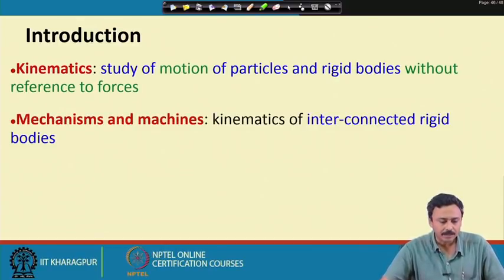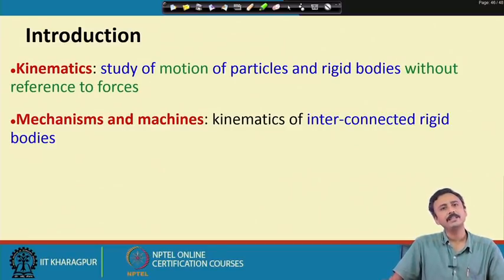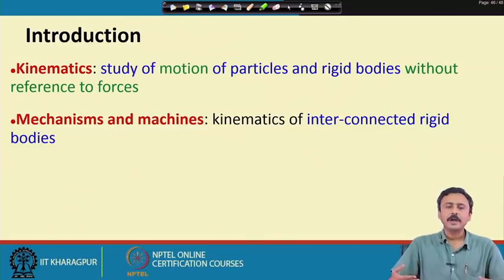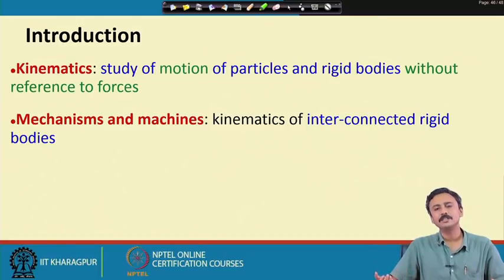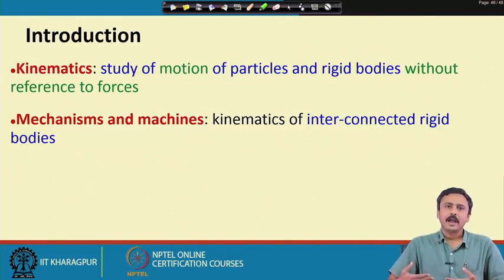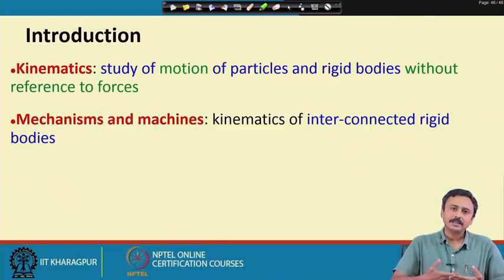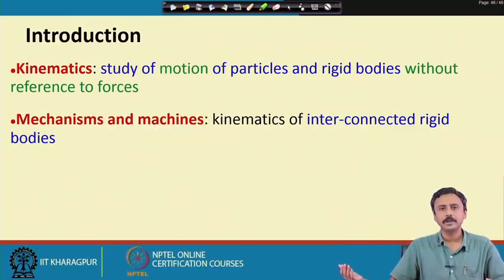Now, when we come to the kinematics of mechanisms and machines, it is the study of kinematics of interconnected rigid bodies. You have rigid bodies connected in various ways which form a mechanism. Let us say the input, which might be an actuator, gets transferred and transformed to an output. What is the motion relation, what is the velocity relation, what is the acceleration relation? Typically, this is the thing that is studied.